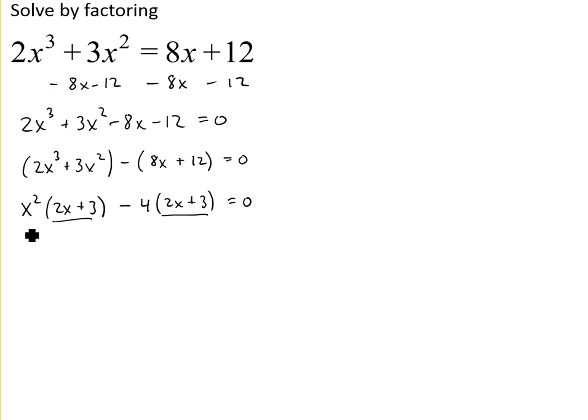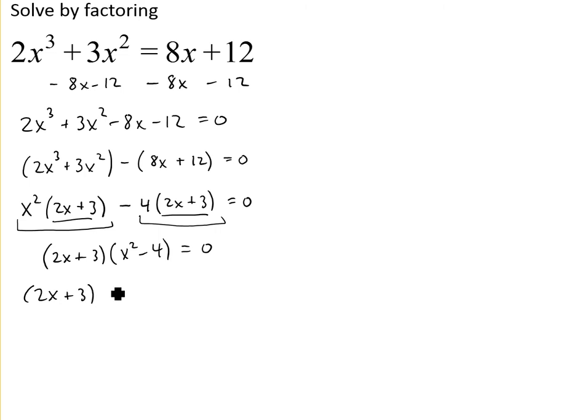So now we look at these 2 terms here, and we see that they have that 2x plus 3 in common. So we factor out that entire expression, 2x plus 3. Now that leaves us with an x squared in the first term minus 4 in the second term. And now we can actually continue to factor here. This x squared minus 4 is a difference of squares. We can factor that as x plus 2 times x minus 2.